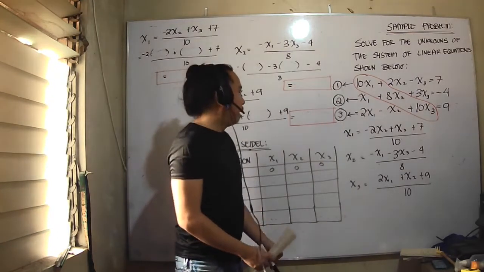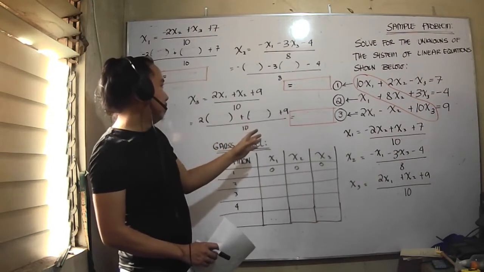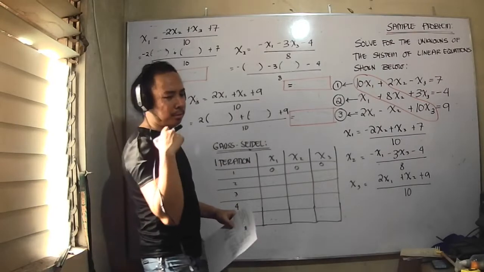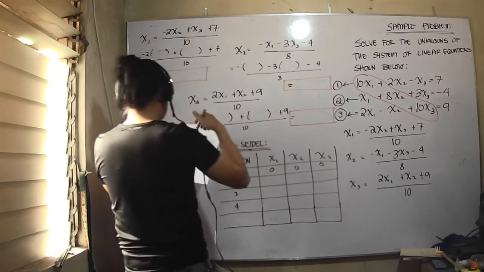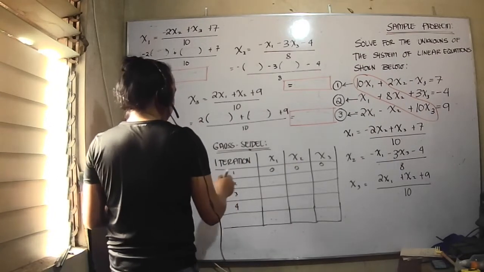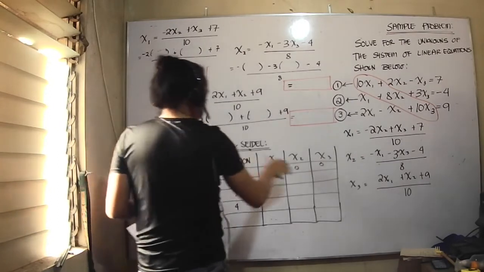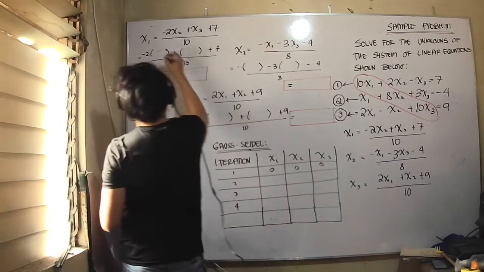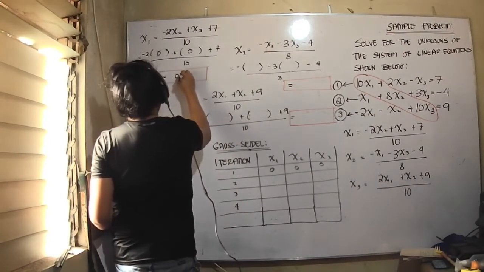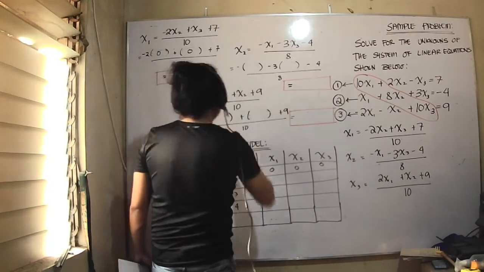Its convergence is faster, the rate of convergence. Let me show you how many iterations are needed for Gauss-Seidel. We start with 0 for x1, x2 0, x3 0. Okay, that should be equal to 0.7, right? Now if I put it here, 0.7.